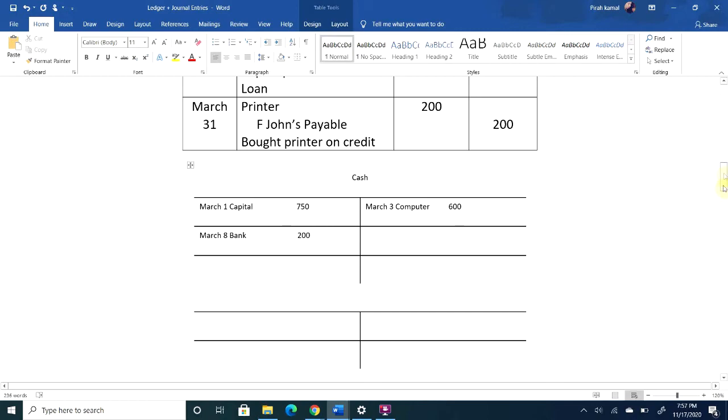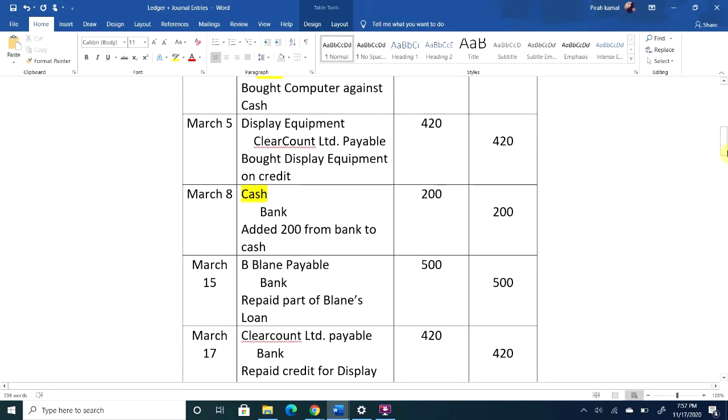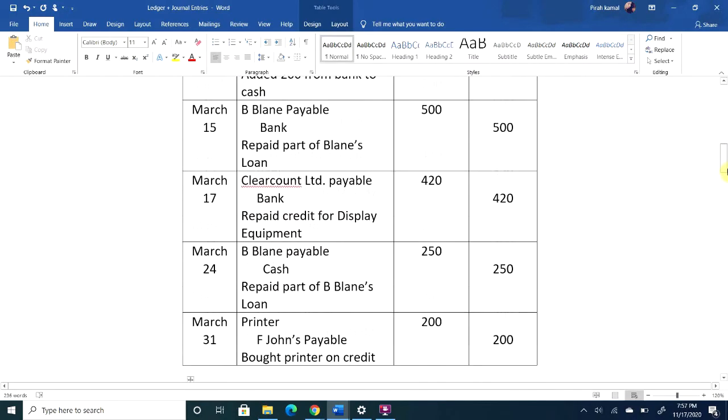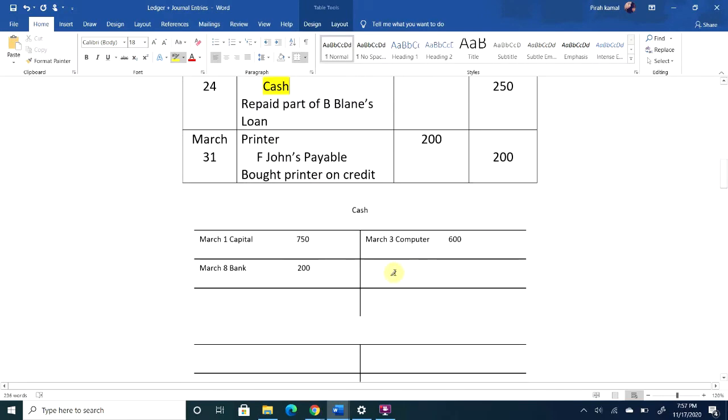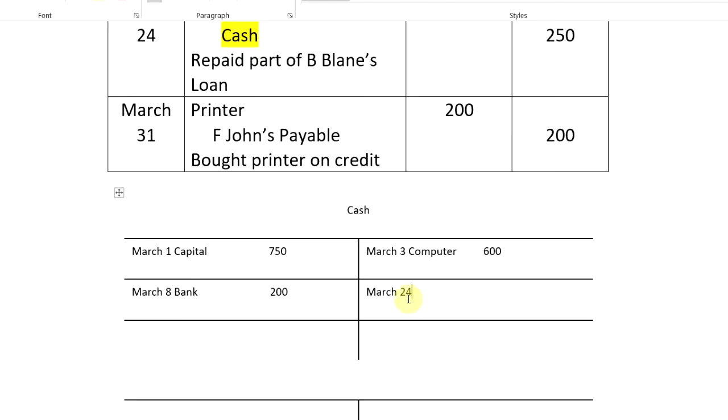We have posted it. Now we are going for the other entry. March 24, B Blaine payable. We have paid B Blaine's loan, a part of the loan, with cash 250. So this is our credit. We are going to post it on our ledger. March 24, B Blaine payable 250.